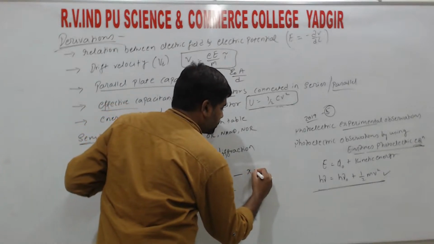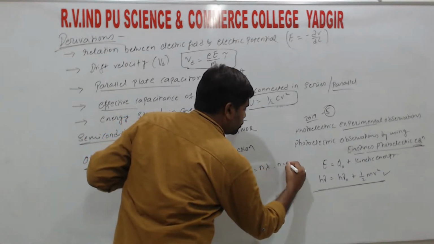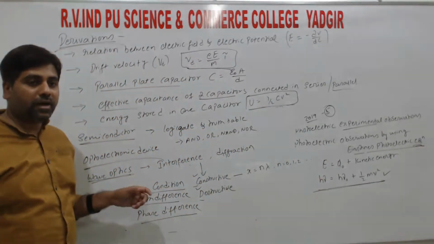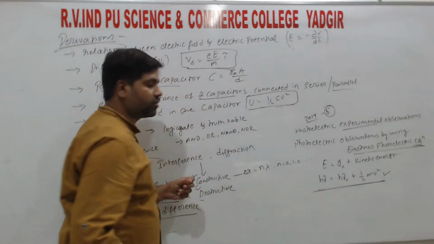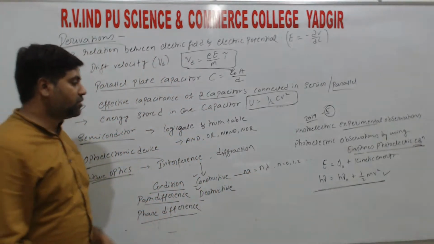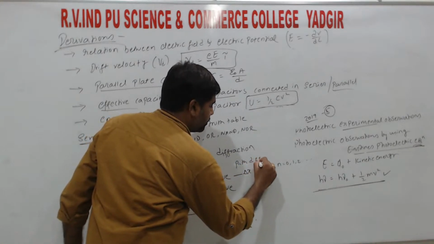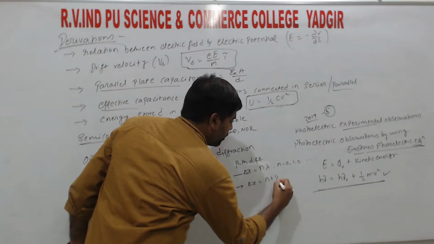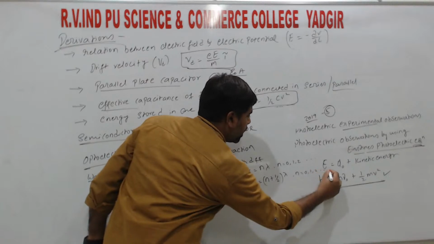So path difference in terms of constructive interference, right. So that is x equals n lambda, where n equals 0, 1, 2 and so on. Now, the path difference we took in the fringe width definition, we can take that as delta x, right. So this is in terms of path difference. For destructive interference, delta x equals (n plus 1 by 2) lambda, where n equals 0, 1, 2 and so on.